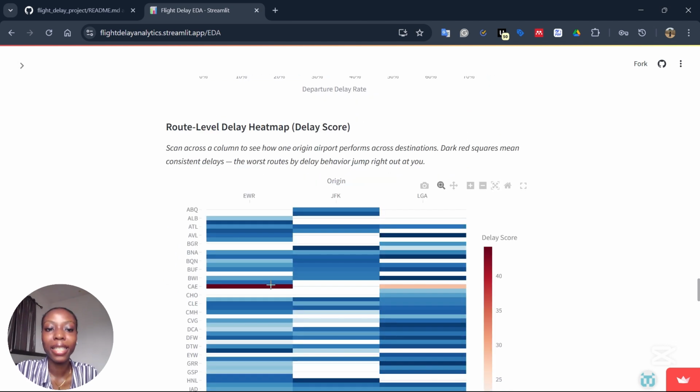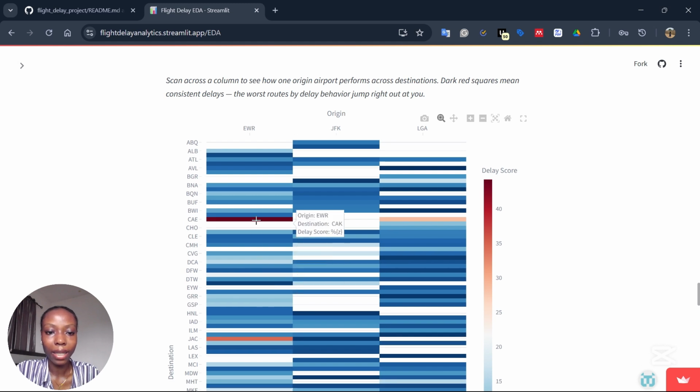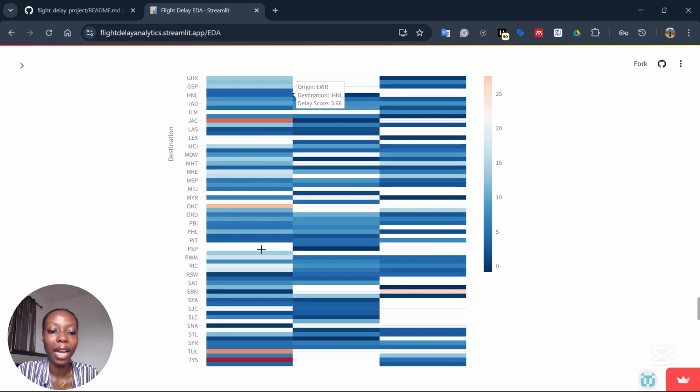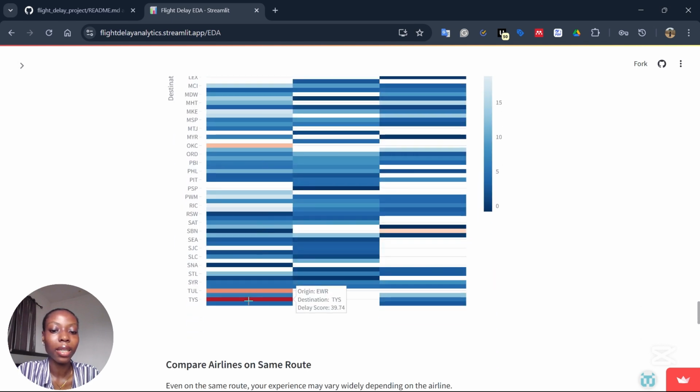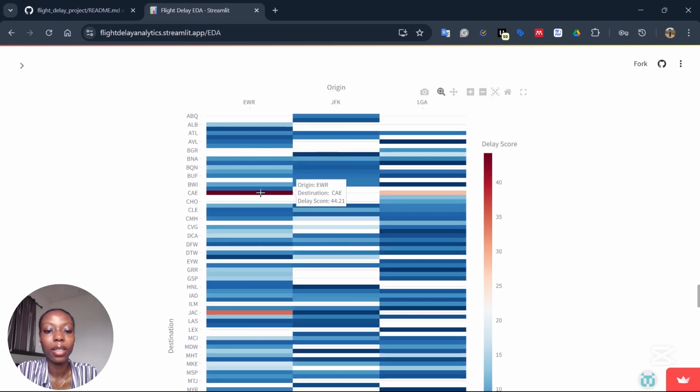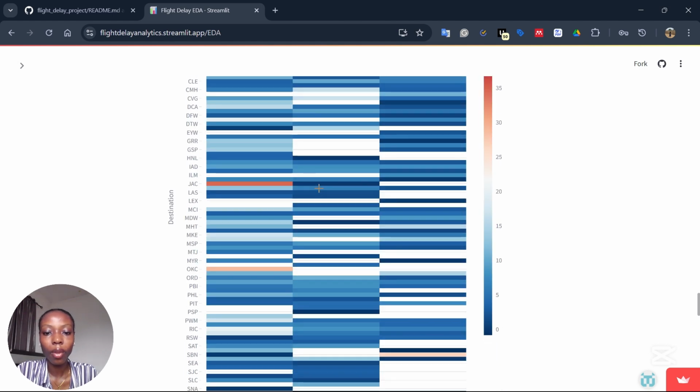So moving on to the heat map for a quick glance at delay rates for the routes. Scanning through a column, we can see that the ones with the darker red have the higher delay. This one has a higher delay score of 39. CAE to Newark has a delay score of 44, while the rest tend to keep their delay rates below 10, 20, and all of that.